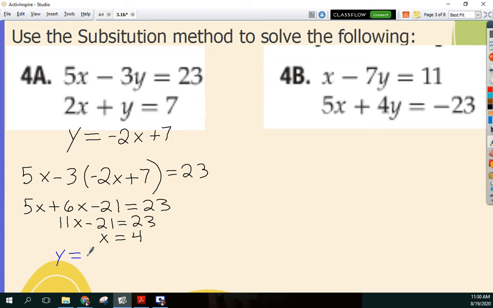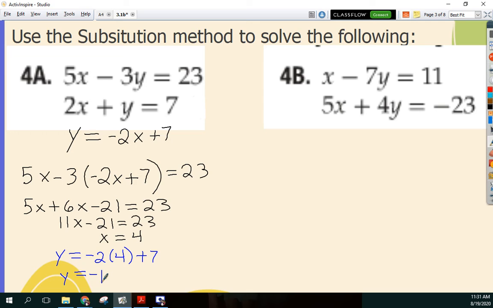we would get y equals negative 2 times 4 plus 7. I'm just plugging in my value that I got for x into that equation. So then if we simplify, negative 2 times 4 is negative 8, plus 7 gives us a negative 1.